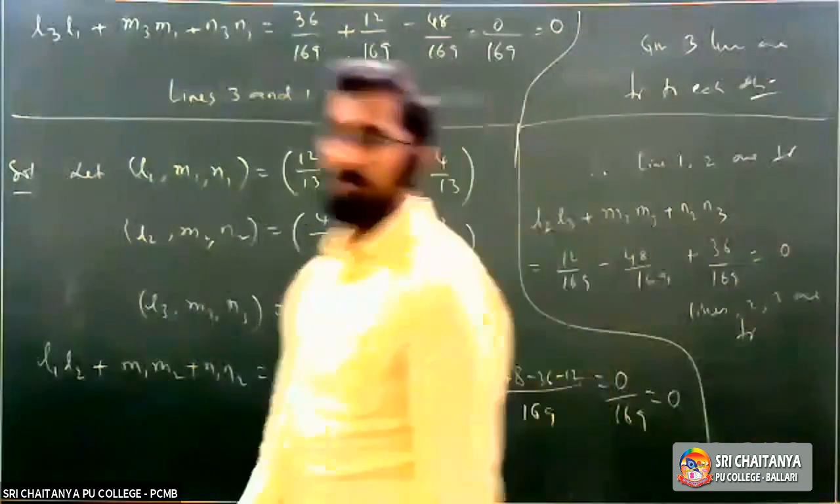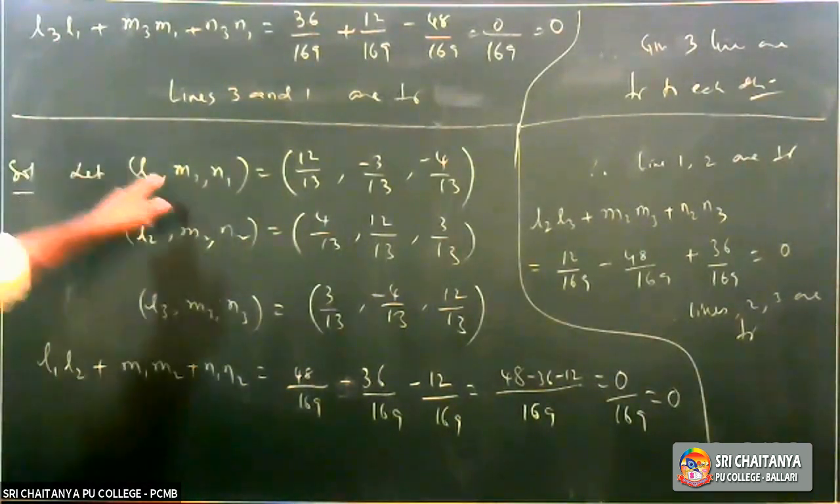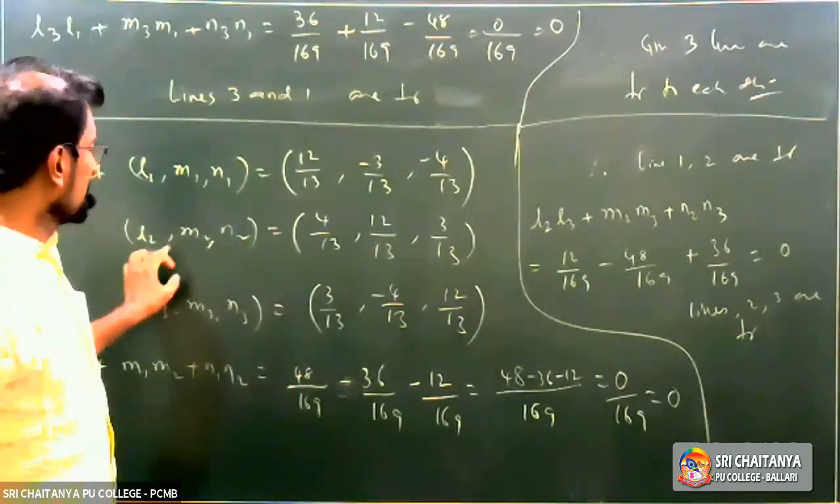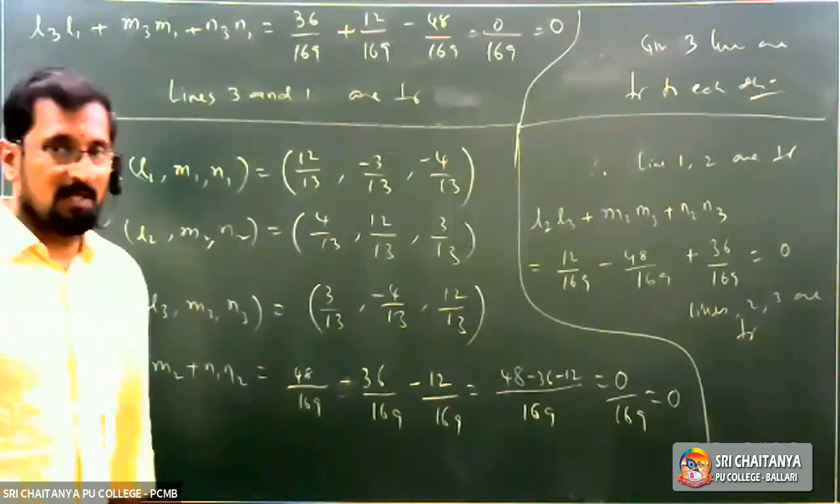Now, first of all, I am going to repeat, you copy this one. Once again, you should consider the given direction cosines as L1, M1, N1. These are the DCs of the first line. These are the DCs of the second line. These are the DCs of the third line.